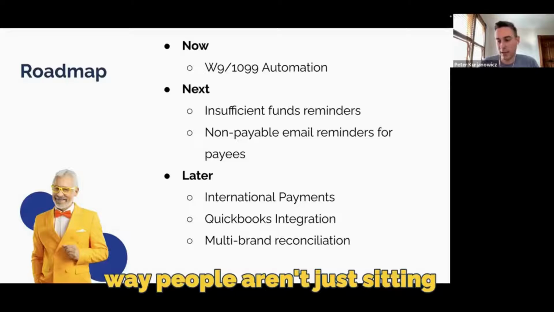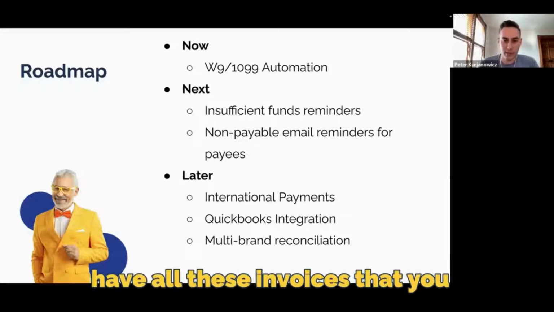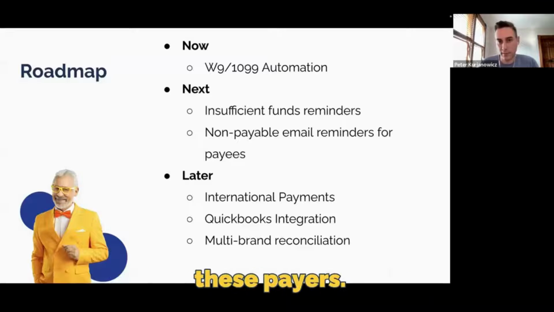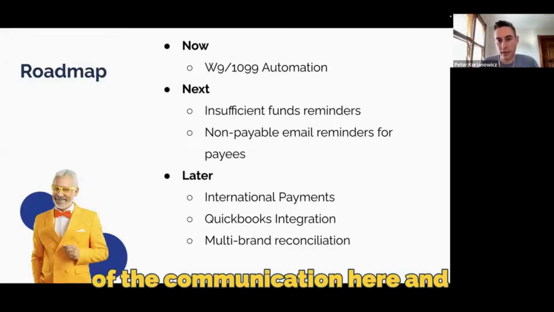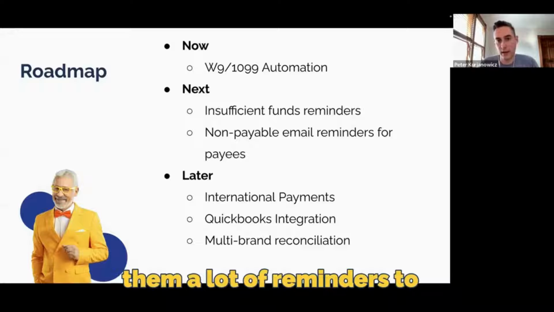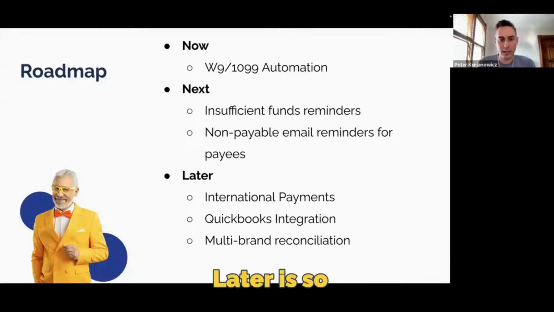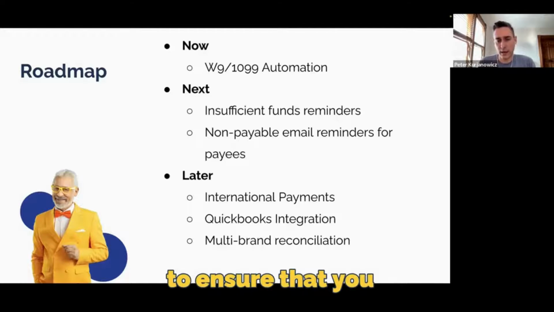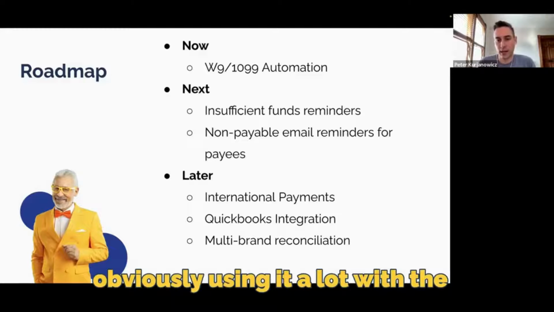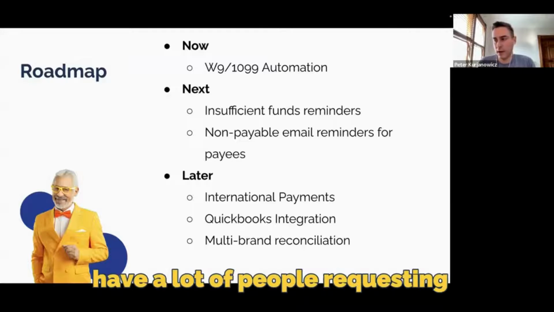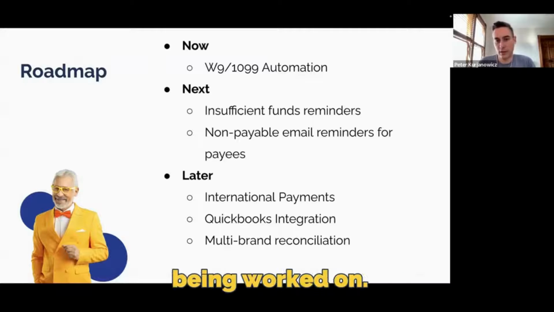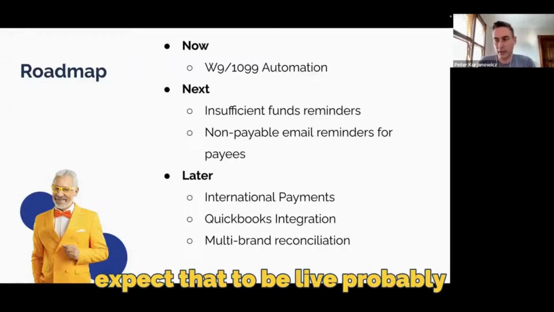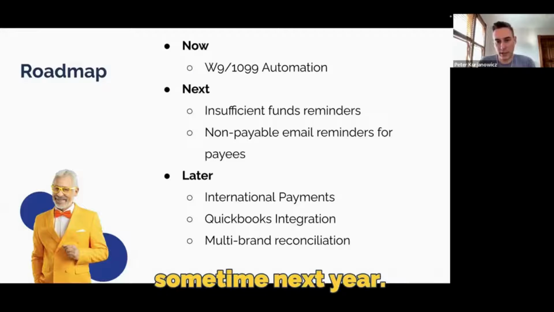So that way people aren't just sitting there unpayable, and now you have all these invoices that you then need to go follow up with all these payees. So we want to automate some of the communication here and send them a lot of reminders to input their information. Later is international. Right now with Everflow Pay, it's just US bank account to US bank account. And that's just during the initial testing period to ensure that we're getting people that are obviously using it a lot with the US side, and we do have a lot of people requesting international, so that's also being worked on. I would expect that to be live probably sometime next year.